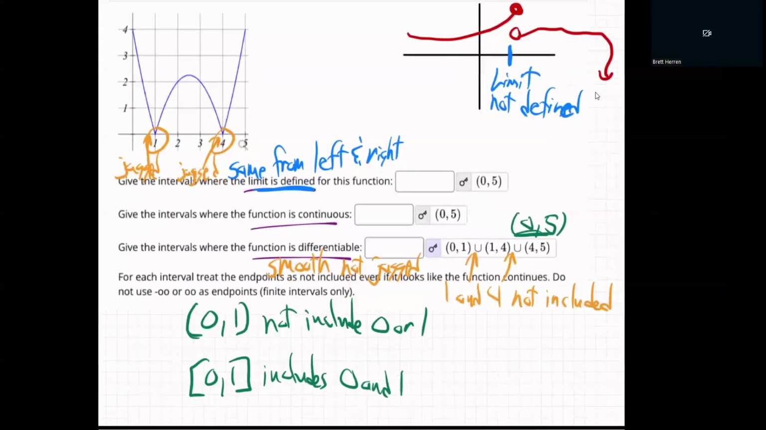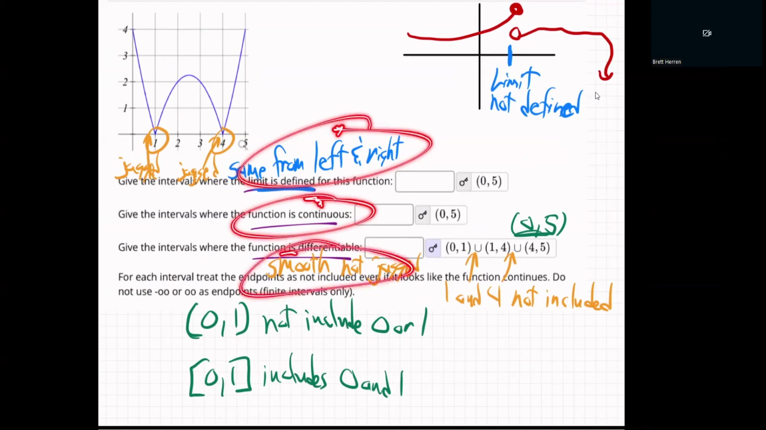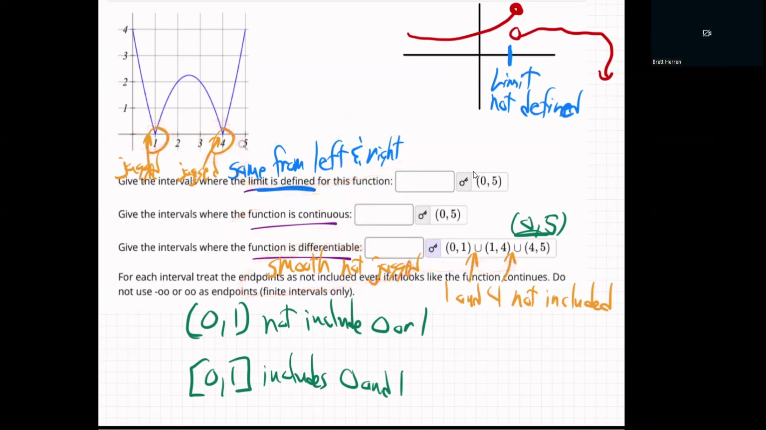So three levels of niceness. Is it the same left and right? That's limit defined. Even higher level, is it continuous? Got to keep connected all the way through. Yeah, it is. And then the highest level, is it smooth everywhere? Not quite. Not at 1, not at 4. Everywhere else but those two. And there we go.